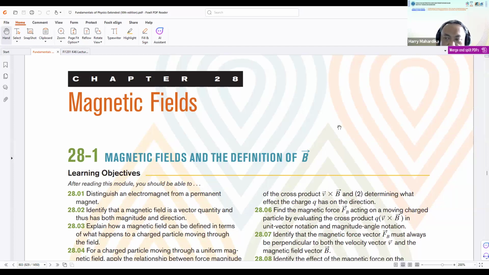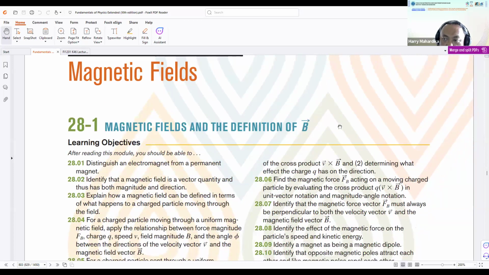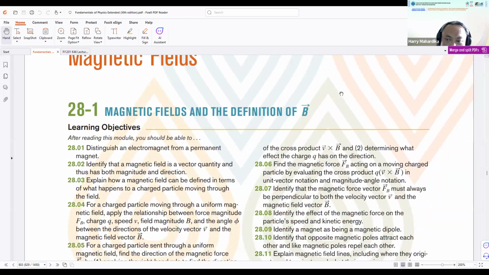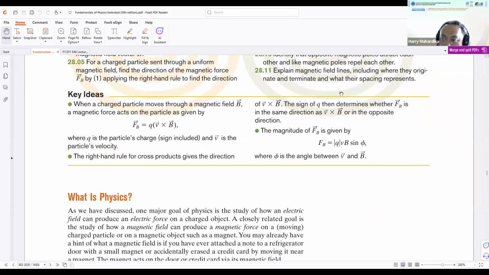So what we are going to learn at this point is just a preliminary view on how magnetic fields affect charged particles, because on Thursday we still have time to discuss more on magnetic forces. But what I'm going to show you today is related to the effects of magnetic fields on moving charged particles.